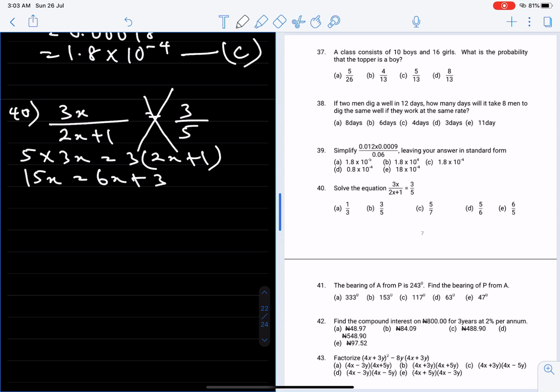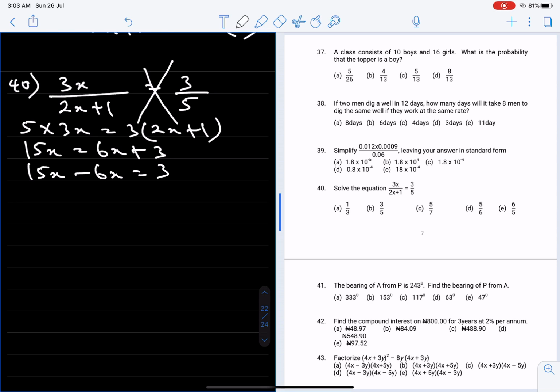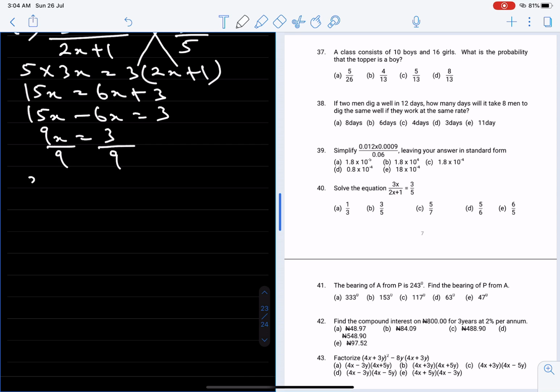And that means 15x equals 6x plus 3. We collect like terms by bringing 6x to the left-hand side, and it becomes minus 6x. That means 15x minus 6x is 9x. 9x equals 3. And then we divide both sides by 9 to get x. So that means x equals 1 over 3. And let's see what's the correct option. The correct option is A.